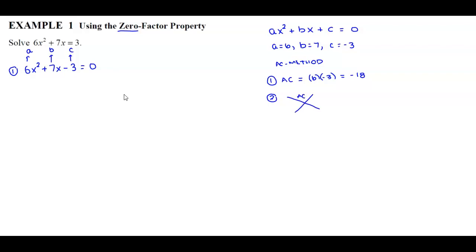So the value of AC is going to go on the top, and then the value of B is going to go at the bottom here. So basically, we're going to put -18 up here, and then put the value of B, which is 7. And what we want to do is come up with two numbers that when we multiply give us -18, and when we add give us +7.